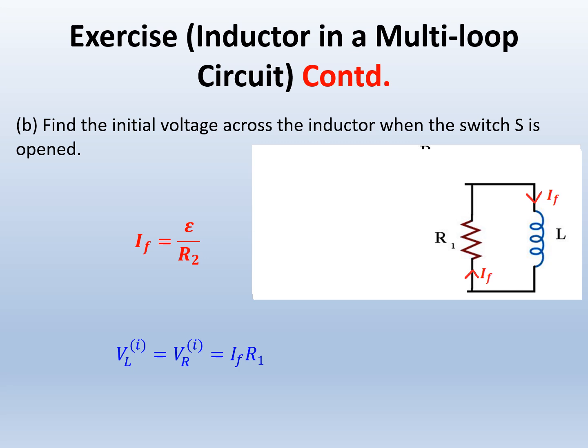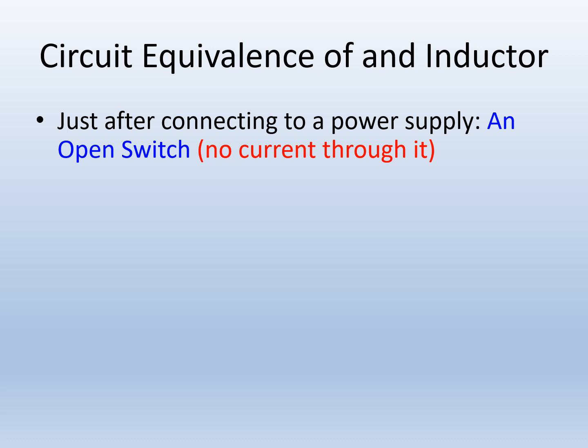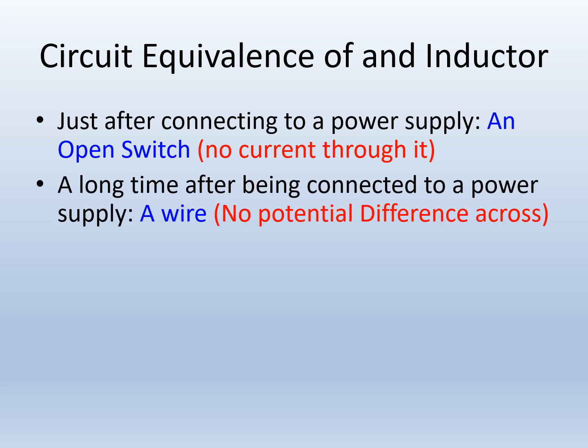So we have answers. To summarize the action of an inductor in different situations, we can say the following. Just after connecting to a power supply, an inductor opposes what the power supply does. So it acts like an open switch, so no current could pass through it. Next, a long time after, the inductor has become used to the power supply, and therefore it does not provide an opposition. That is, the inductor becomes a wire with zero resistance, so there is no potential difference across the inductor.